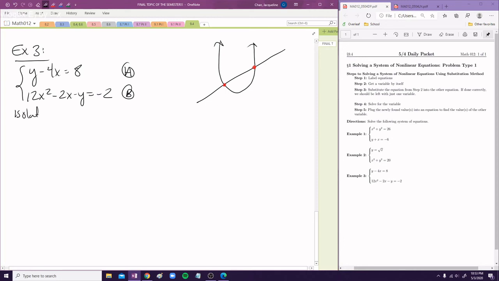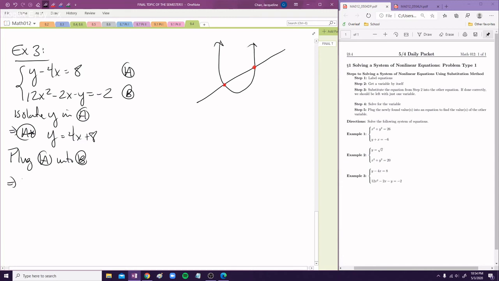Isolate y in A. Right. Then we get A star. So then that will be y is equal to 4x plus 8. Right. Now when we get a variable by itself, what are we going to do? We're going to plug it into the other equation. And when we do that, plug A into B.